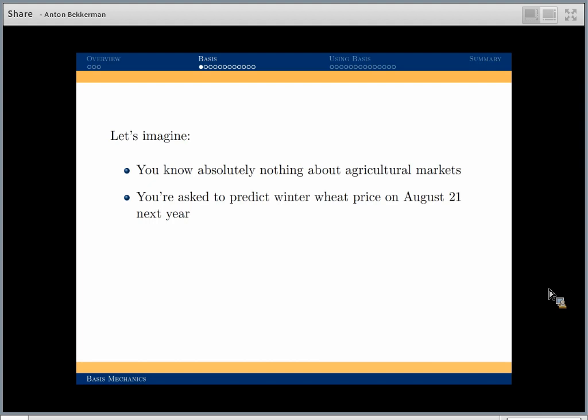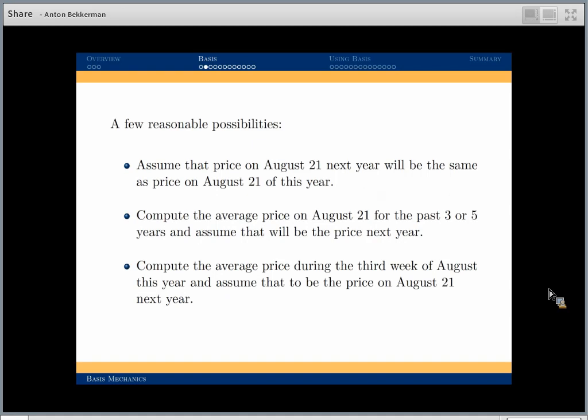Okay, so let's start with this. Let's imagine that you came from another planet, or maybe another industry, and you know nothing about agricultural markets, and you are asked to predict winter wheat price on August 21st of next year. Maybe you have some knowledge of the business world, or maybe you're just a decently smart person. You know nothing about what basis is or how price moves in agricultural markets, but you're asked to solve this problem. What do you do?